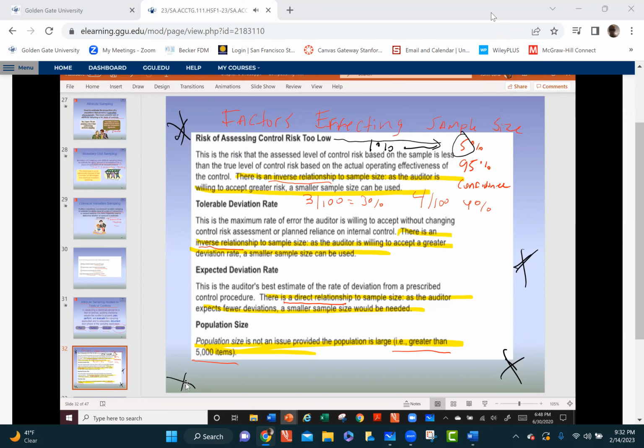Question on that? Okay, good. Let's look at tolerable deviation rate.